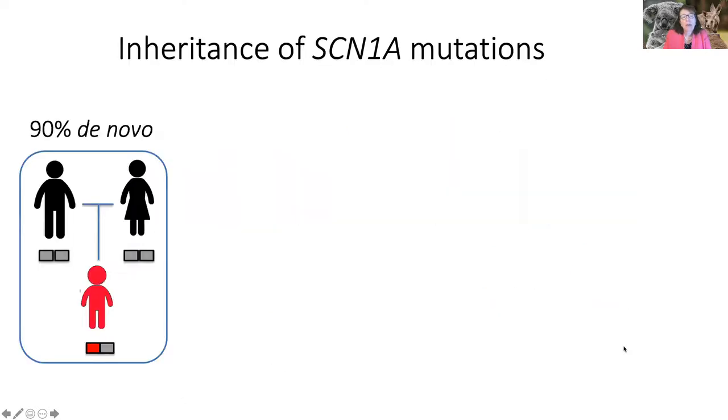So I thought I'd move from that basic delineation of Dravet syndrome just to touch for a moment on the inheritance of the SCN1A mutations while I'm in the genetics part of this talk. Most of the patients with Dravet syndrome have a de novo mutation, which means that the mutation is present in the child but not present in mum or dad. And that's very important in terms of recurrence risk counselling for the parents if they go further to have another child.